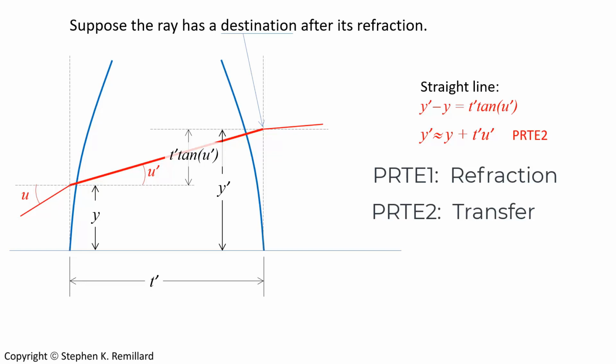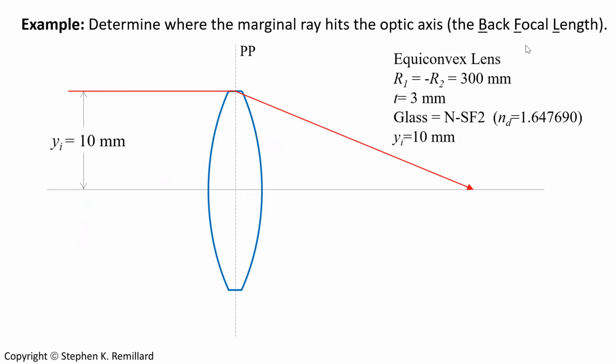And then when you get to the next surface, you go back and use PRTE1 to describe the refraction. And then you can use PRTE2 to describe the transfer to the next surface. You have this repeated use of these 2 paraxial ray tracing equations through a system that might have a lot of lenses. And so let's work on a problem using these 2 equations.